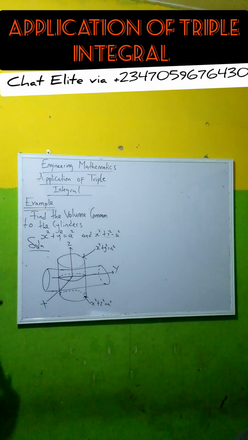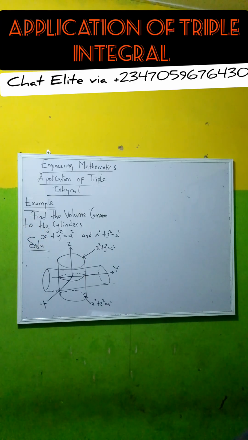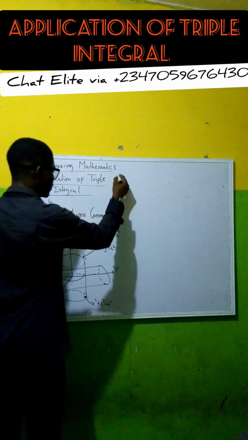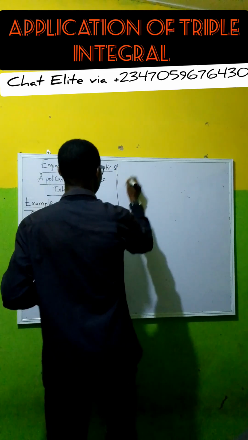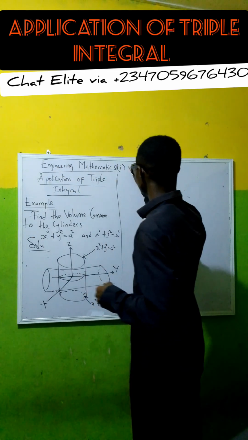Remember that we are told to find the volume common to the cylinders. You have to consider three conditions. Three things you have to consider. So let us consider Z, starting with Roman figure 1.